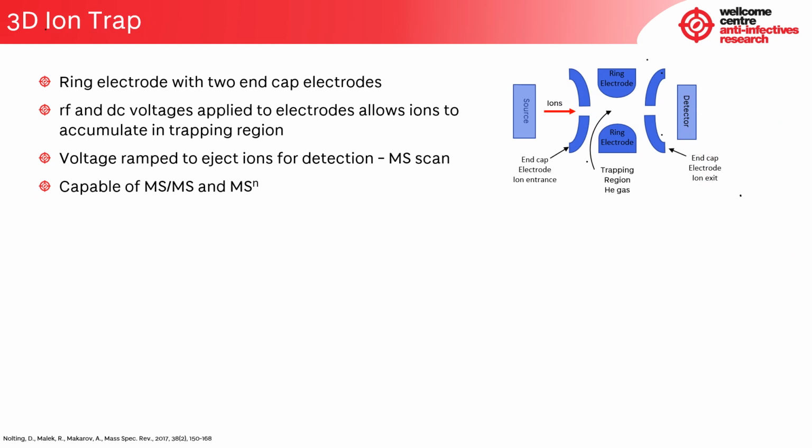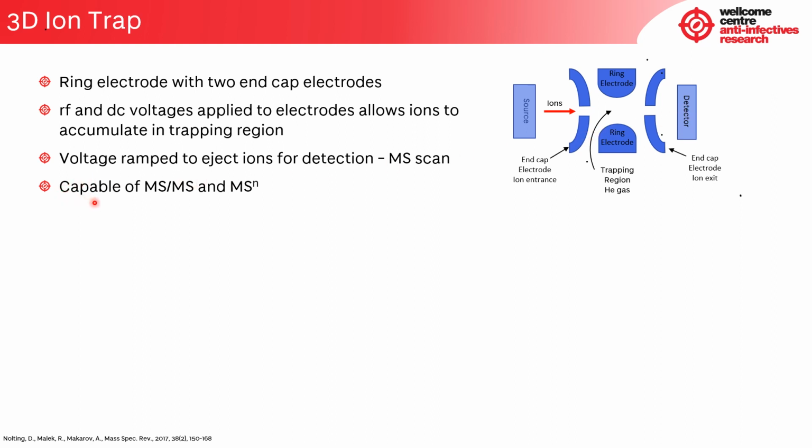There are a number of different types of ion trap used in mass spectrometry, and we'll look at 2 of them in this talk. The electrostatic or Orbitrap at the end of the talk, but firstly we'll look at the 3-dimensional ion trap. This consists of a ring electrode with 2 end cap electrodes at either side. Space in the middle of the ring electrode is known as the trapping region and usually contains a buffer gas such as helium. Ions from the source can accumulate in the trapping region before voltages applied to the electrode cause the ions to be ejected and detected to create a mass spectrum.